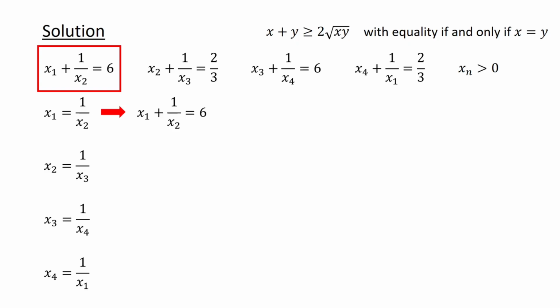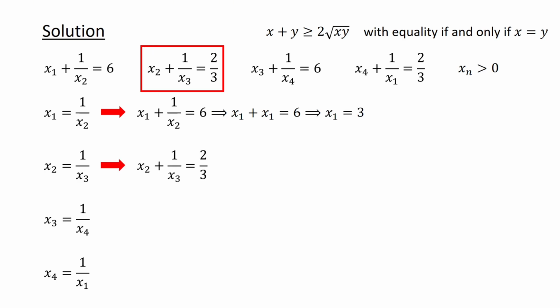Substituting x1 equals 1 over x2 into the first equation gives us 2x1 equals 6. Therefore, we have x1 equals 3. Substituting x2 equals 1 over x3 into the second equation gives us 2x2 equals 2/3. Therefore, we have x2 equals 1/3.